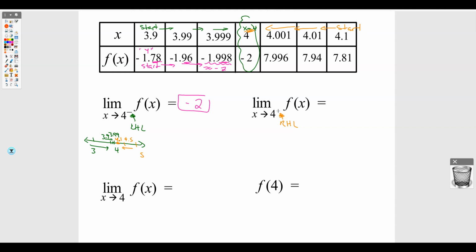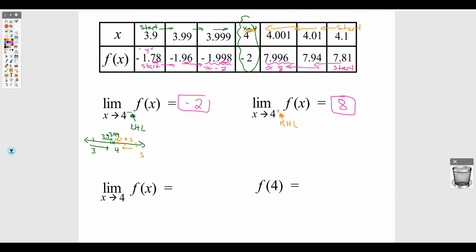All right, well, what are my y values doing? So this is my starting y value, 7.8, 7.94, 7.996. What are we getting really, really close to equaling? Well, that is approaching the number 8. So I would say that my limit is equal to 8. I see the pattern of the y values getting closer and closer to equaling the number 8.